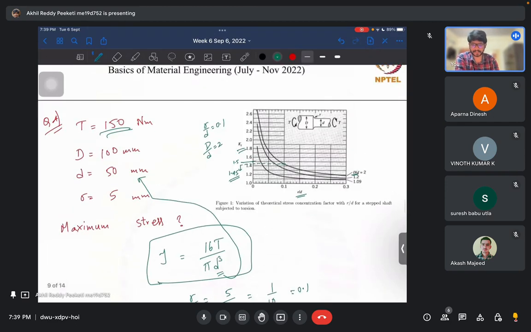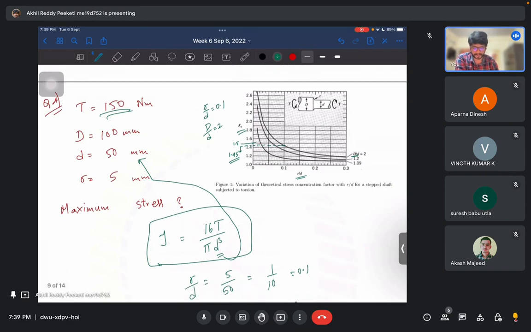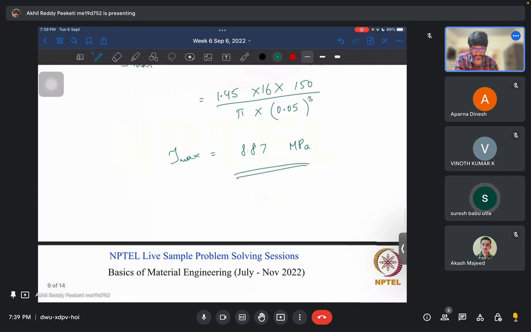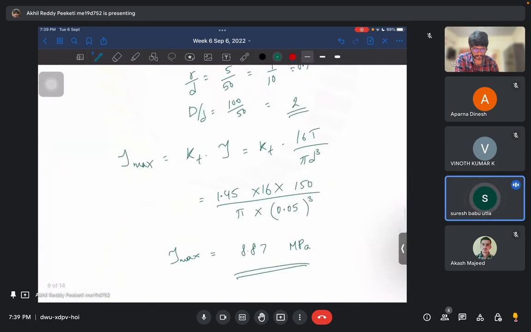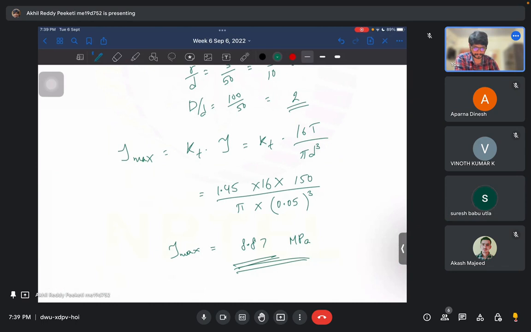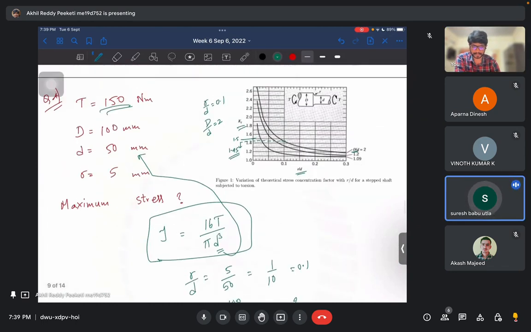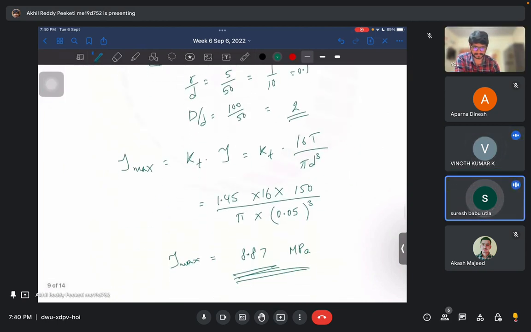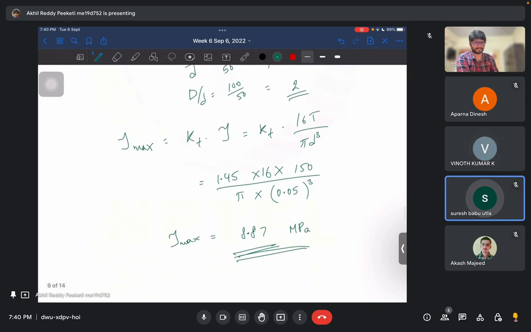So this is how you can estimate the maximum stress in a stepped shaft in the case where it's torque. Now we'll have one more question where we need to estimate the bending maximum. Yeah, 8.87. In your assignment, the numbers are different, so you need to solve it again, but this is how you should solve. Okay. Thank you, Suresh.